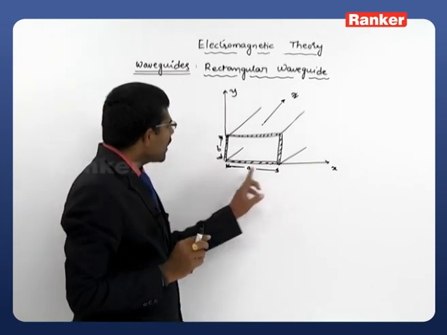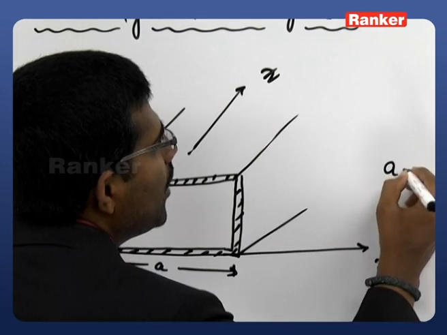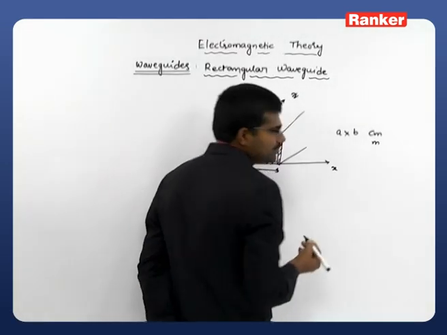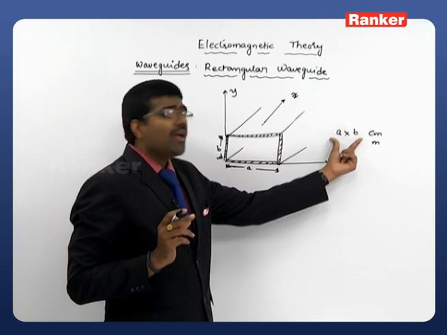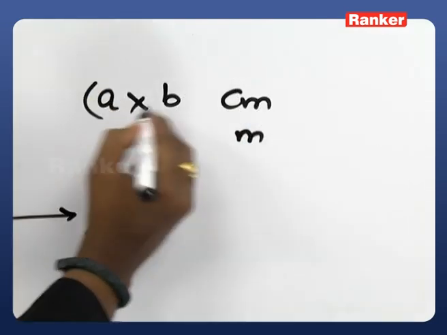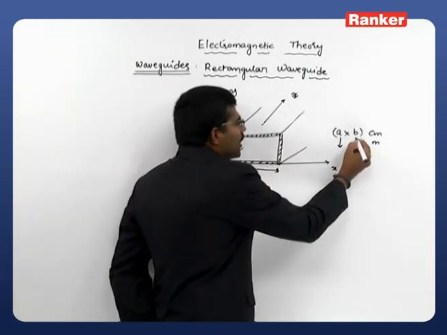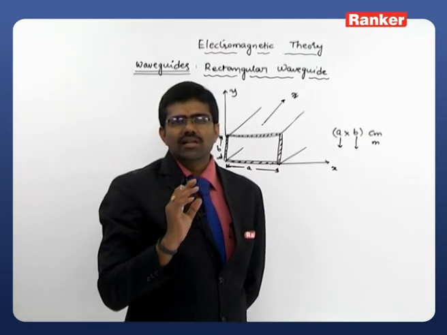Whenever a rectangular waveguide is represented, it will be represented as A by B, in either centimeter, meter or millimeter. That purely depends upon the requirement. Whenever A by B is given for our rectangular waveguide, you are supposed to think that A is meant for the broader dimension and B is meant for the narrower dimension. So, this is a simple rectangular waveguide.